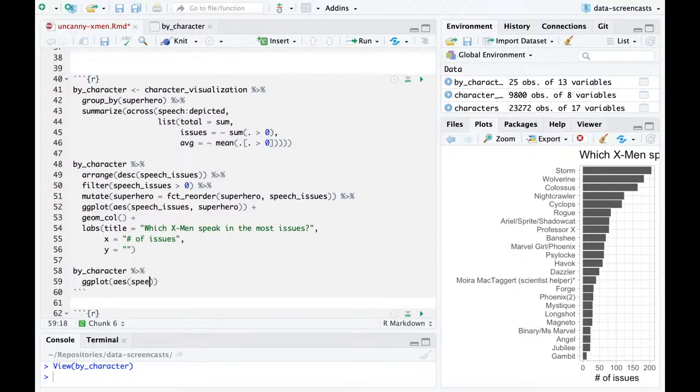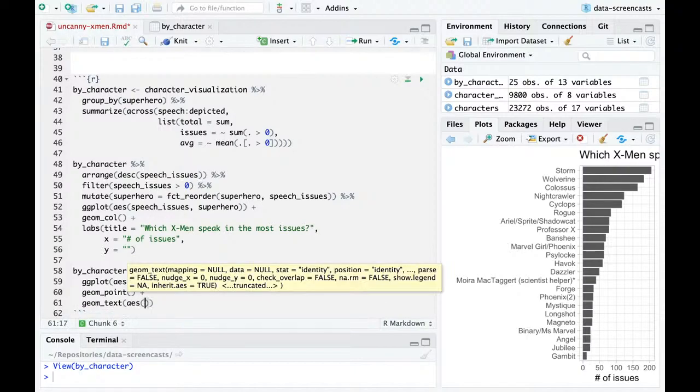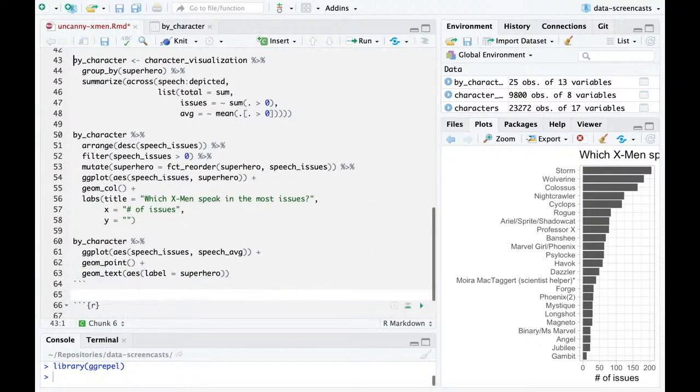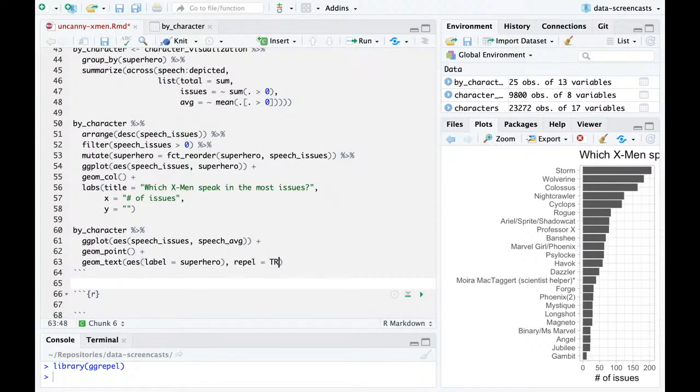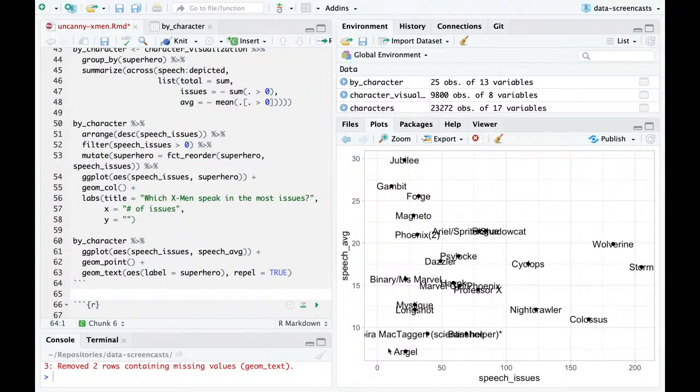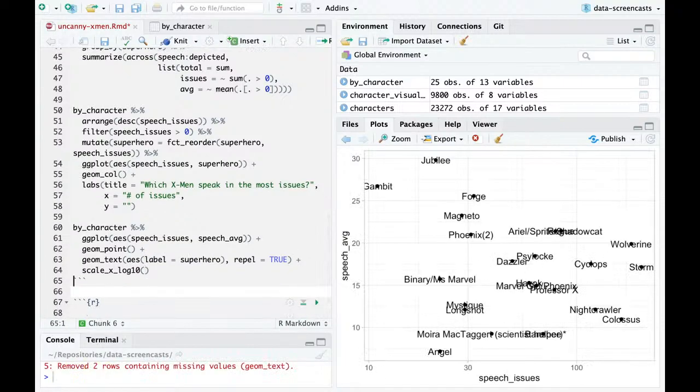Let's ask ggplot the speech issues by the speech average. And let's put geom_text aes label equals superhero. And let's use ggrepel. ggrepel is good for graphs where we need to show some data, and we say repel is true. Okay, I think that's moderately readable. I do not necessarily need to put the x-axis on a log scale. They're not too spread out. I might want to, though. I'm going to try that out and see how it looks. I'm going to say scale_x_log10. Okay, let's try it.